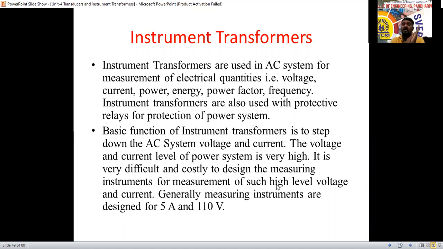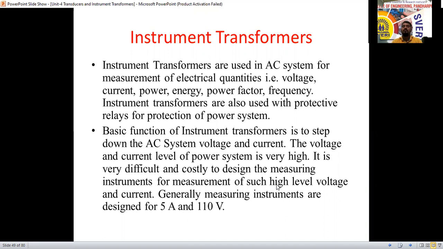To do that measurement, we need a design for it. Like one big house, that much bigger an instrument is required, so that is not possible. It is possible, but the design is difficult and it is costly to design also. For that reason, we are going to use instrument transformers here.